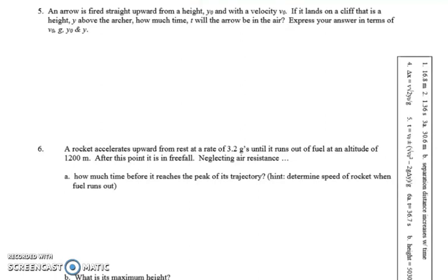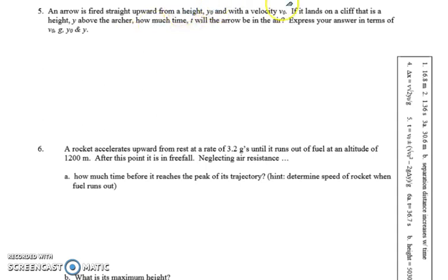All right, so with this next one, we have an arrow that's fired straight upward from a height of y naught with a velocity of v naught, and it lands on a cliff that is a height y above the archer. So we want to derive an expression for the time that it'll be in the air. And we're going to have v naught, g, y naught, and y as a final answer.